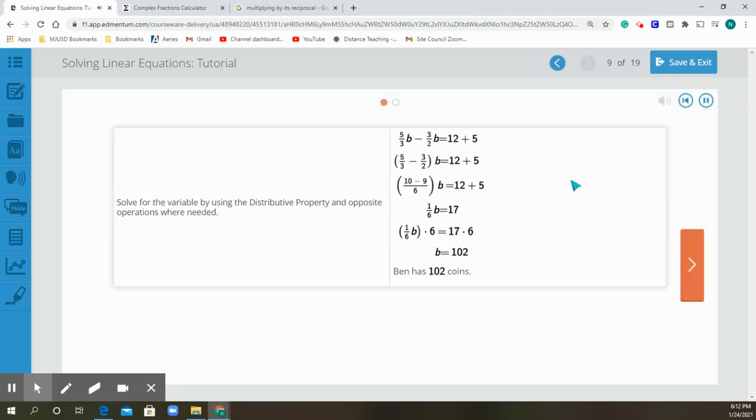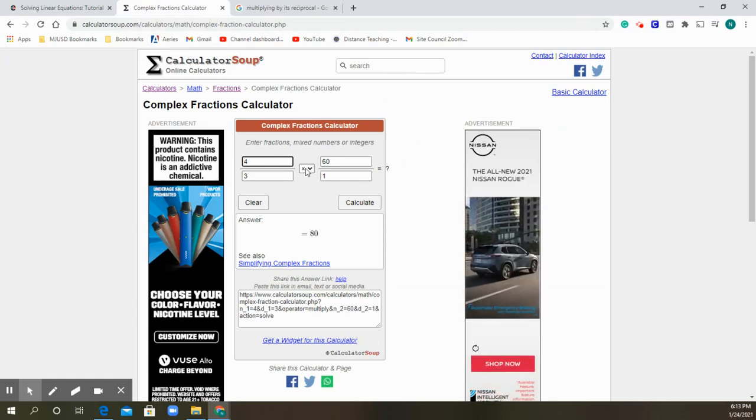Solve for the variable by using the distributive property and opposite operations where needed. 5/3 B minus 3/2 B equals 12 plus 5. The difference of 5/3 minus 3/2 times B equals 12 plus 5. Now, remember, we don't have to know how to do the 5/3 minus 3/2 by hand.